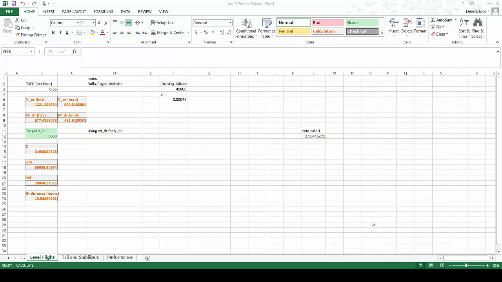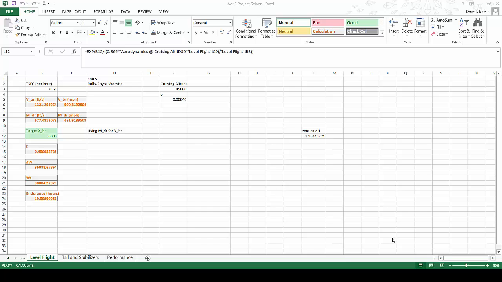Since we now have a fuselage, wings, engines, and a payload, the only other major contributing factor to our total weight is going to be our fuel weight. I know that weight is going to be contributed from the tail and stabilizers, but for now it is rather negligible. So in order to solve for the weight of the fuel that we're going to need, we're going to go to our level flight worksheet and start with the desired range of the aircraft.